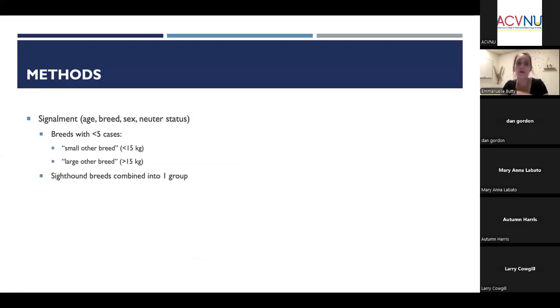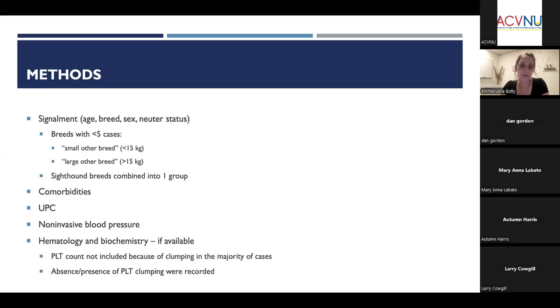So for all of this group, they looked at the signalment, including age, breed, sex, and neuter status. For the breeds with less than 5 cases, they just classified them as small other breeds if they were less than 15 kgs, or large other breeds if they were above 15 kgs. And sighthound breeds were combined into one big group. They looked at the comorbidities of these patients, their UPC, their non-invasive blood pressure. And they also looked at the hematology and biochemistry when it was available.